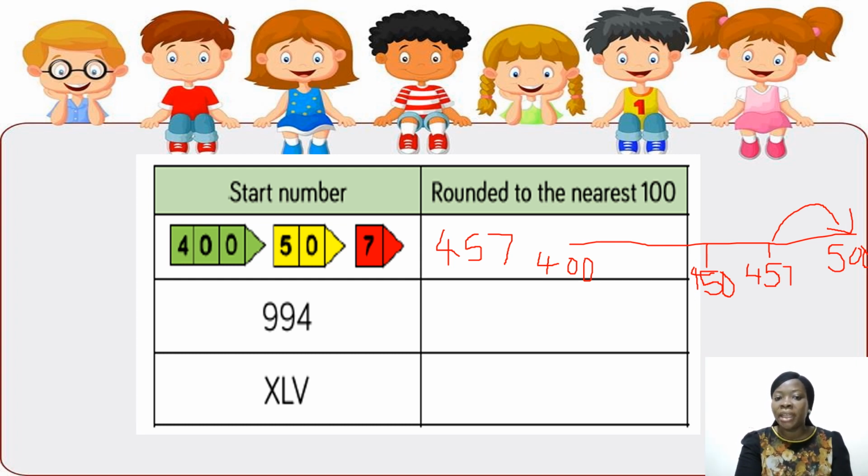Now have a go at 994 and then XLV. What do you think this number is? Do you remember the rules we learned just now? Remember, follow the rules and the answers will definitely be correct. Have a go at these two questions.